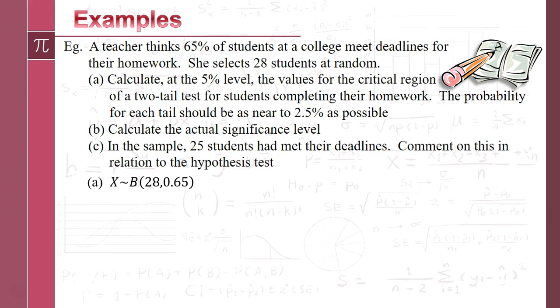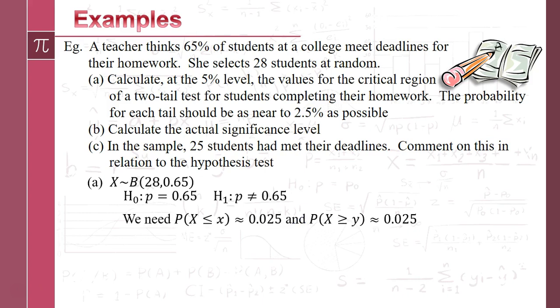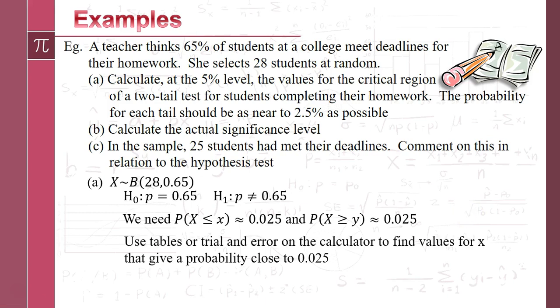So what we're going to do now is start calculating figures to find our values that are closest to this 2.5%. So what we've got is H0 is the probability 0.65 and H1 probability not 0.65, hence our two-tailed test. And let's start having a look at some figures. So we need to know some value x below which it's actually less than 2.5% and some other value at the top end such that the probability of getting greater than that is also less than 2.5%. So here we go. Let's just start banging some numbers into the calculator.